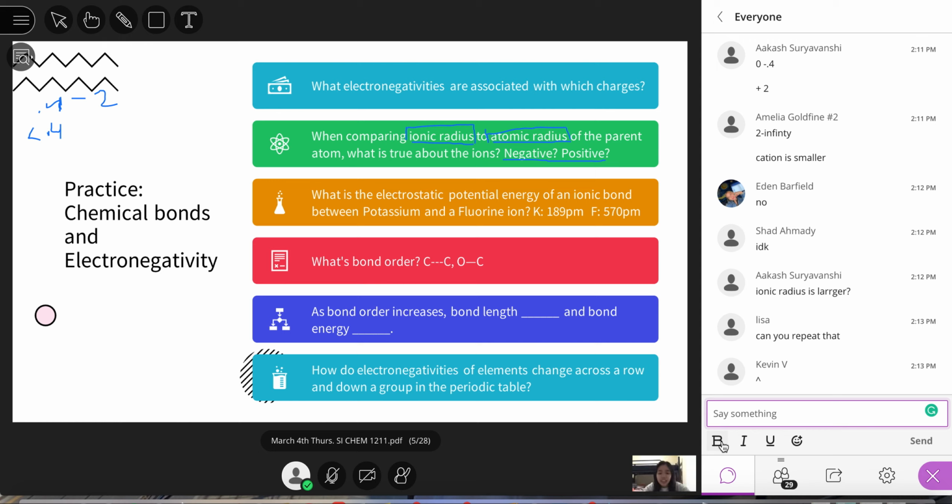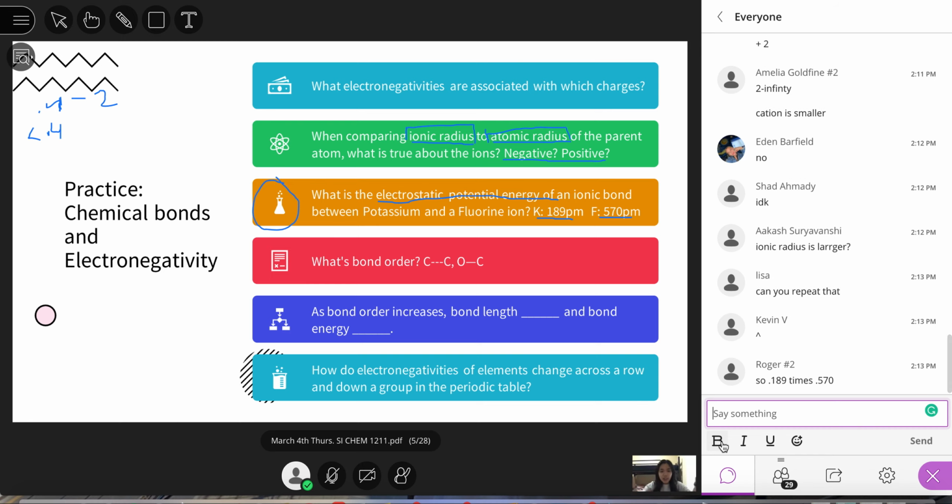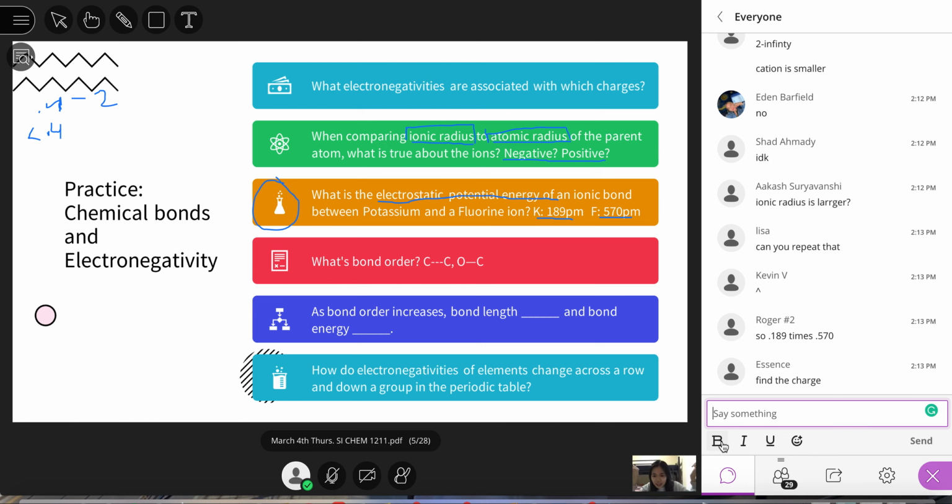Yeah, this is the equation that I think Lisa was asking to do an example. This is it. So, an electrostatic potential energy of an ionic bond between potassium and fluorine. If you're given these two values, how do you find the answer? Given that we just got the formula, how do we solve for this? Because we already have the constant, right? And can someone remind me what that constant is?